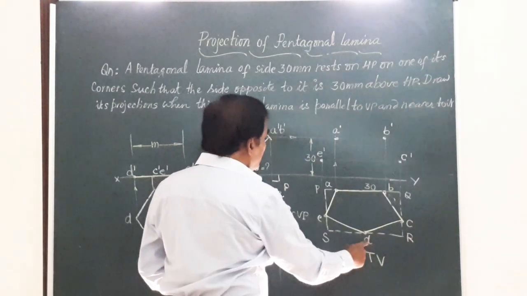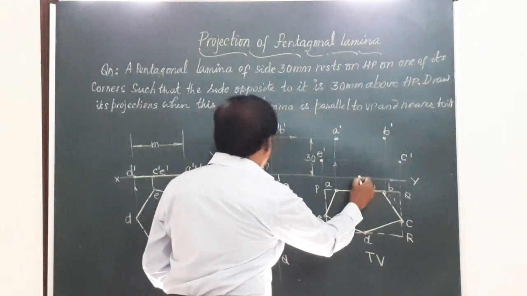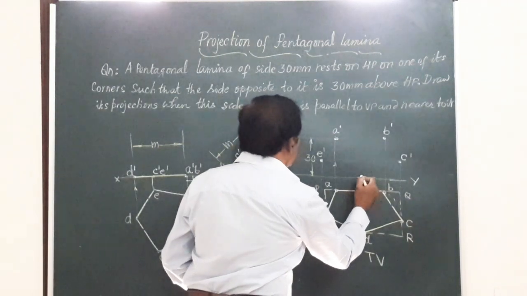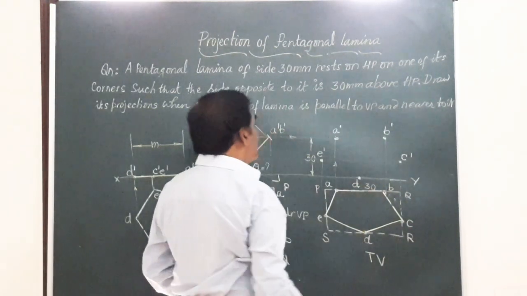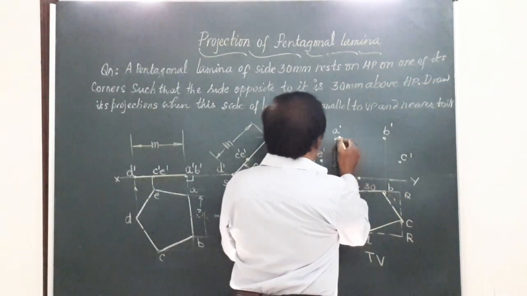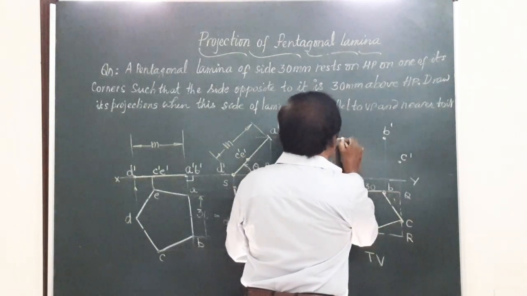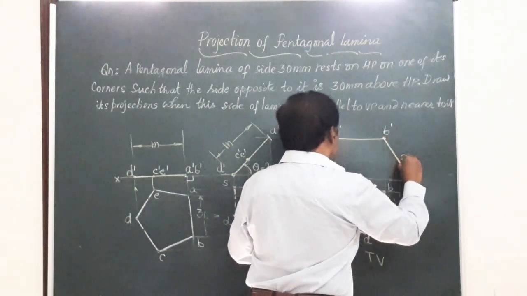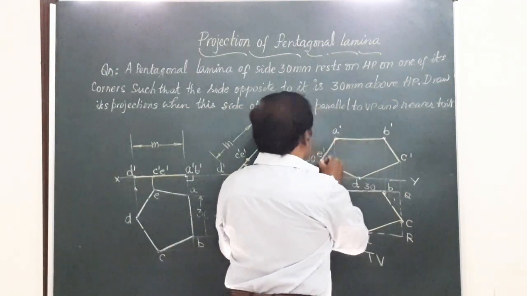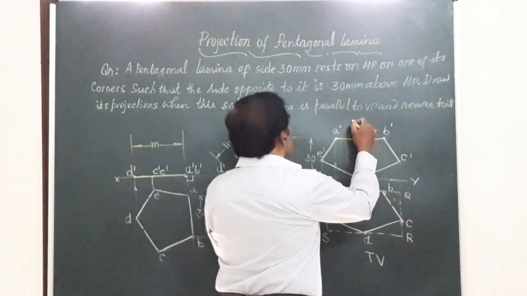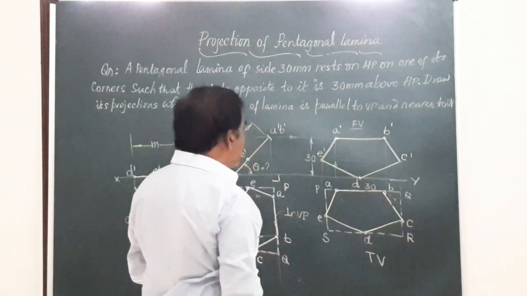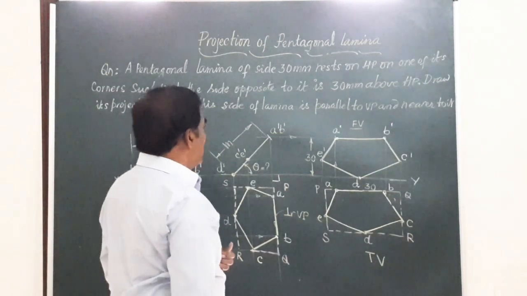Finally, we should get D. D will come exactly here on the XY line, so get this point D. Friends, you got all the 5 corners in the front view. Join all these by straight lines to obtain the final front view. So I am going to join A to B, B to C, C to D, D to E and E to A. Friends, this figure A dash, B dash, C dash, D dash, E dash will represent the final front view of the pentagonal lamina.